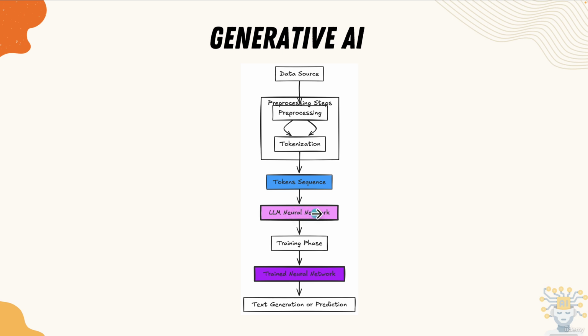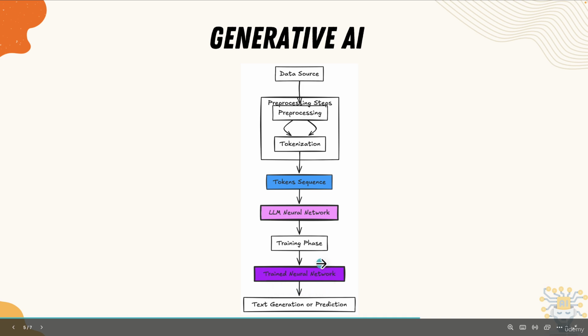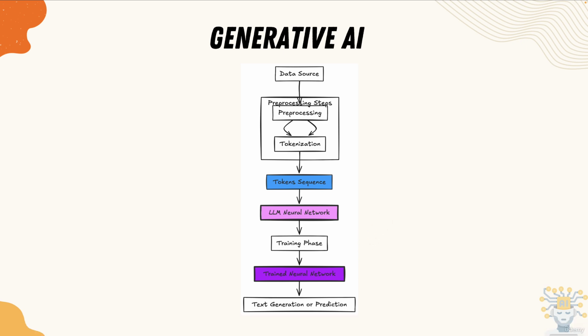Once everything is there, the training phase kicks in, where many different companies are working to ensure that the large language model is trained accurately based on the tokens it has received. Then there is a trained neural network, the entire neural network, which can be used for generating text or predictions. That's when this whole large language model comes into action. So you can see that this is the entire process of generating large language models.